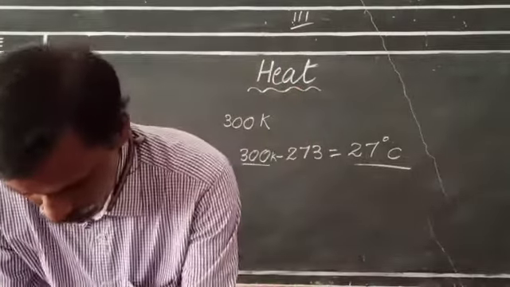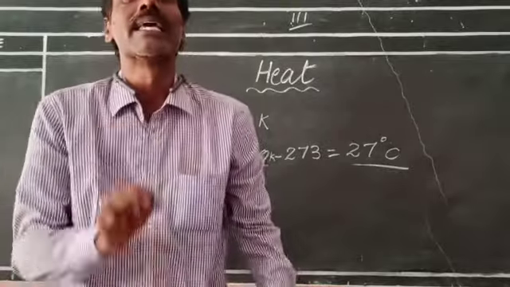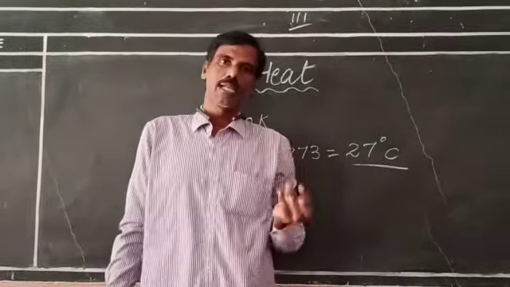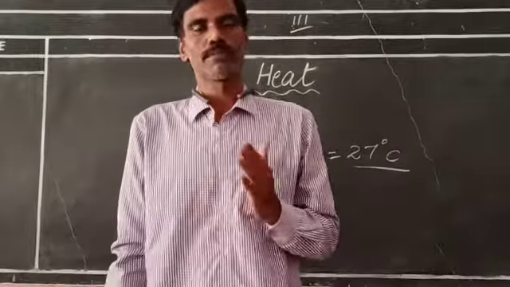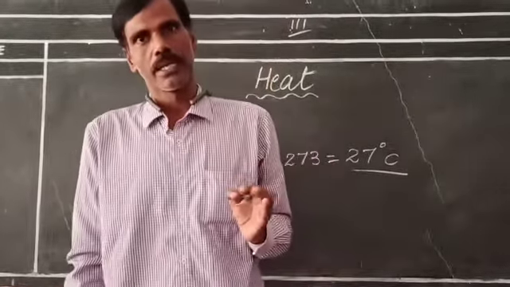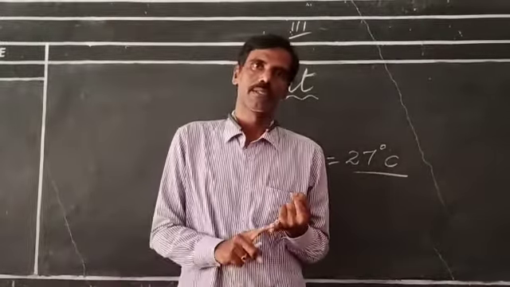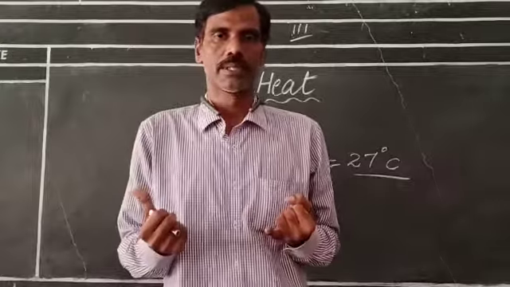And now next we have to discuss the topic heat. As we discussed in the earlier class, heat is a form of energy which flows from a hotter body to a colder body. It is measured in calories in CGS units and joules in SI unit.